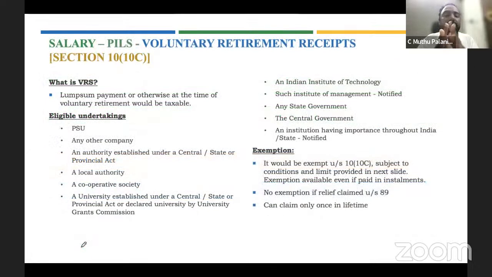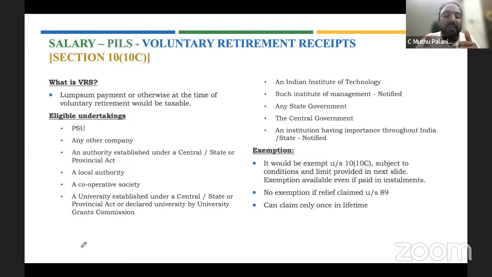So next profit in lieu of salary is voluntary retirement, VRS. So we would have seen generally in many movies, the father will come back home saying that to provide money to the son or to compensate for the daughter's wedding, I have taken VRS. So what is VRS? You are retiring one fine day, but you have not reached the retirement age.